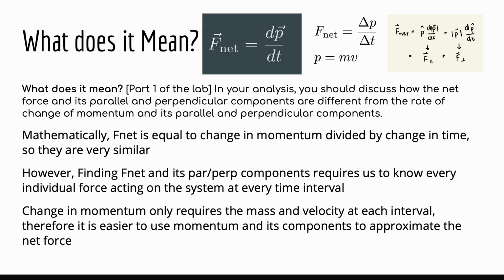How is net force and its components different from the rate of change in momentum and its components? Well, mathematically, Fnet is equal to change in momentum divided by change in time, so they are very similar. However, finding Fnet and its components requires us to know every individual force acting on a system at every time step. Change in momentum only requires us to know the mass and velocity at each interval, which is much easier to calculate. Therefore, it's a much easier approximation for the net force.